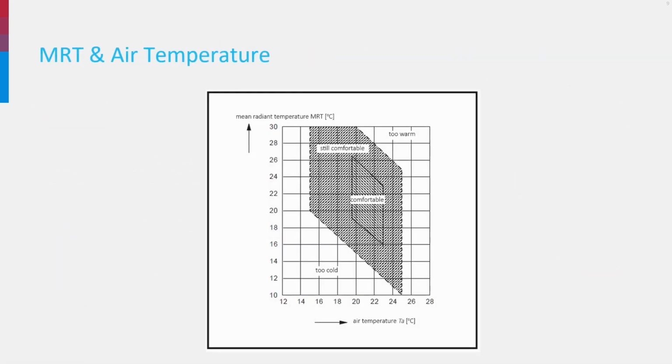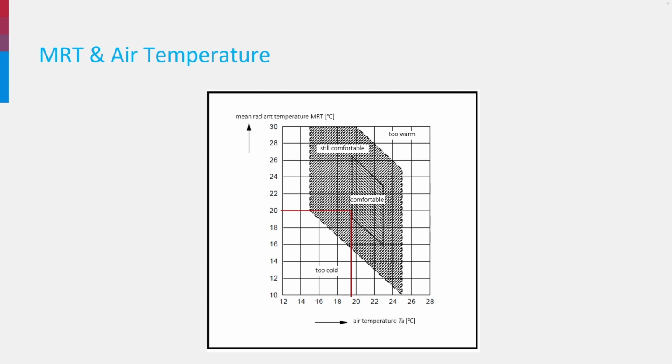In order to get a better insight into what happens, it is most convenient to work with an average surface temperature of all walls, floor, and ceiling. The average surface temperature of a room is called the mean radiant temperature, MRT. This figure shows the comfort relationship between the mean radiant temperature and the air temperature.